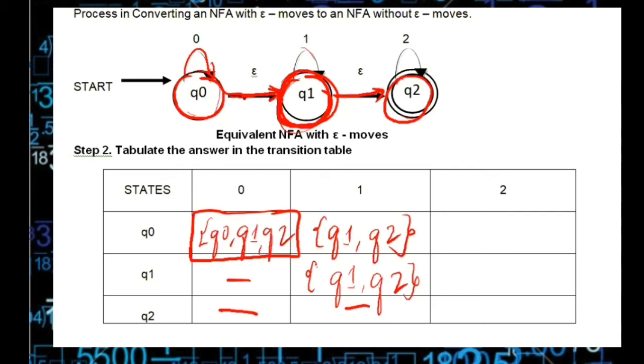Q0, input ng 2. Ayun, mag-jump siya sa Q2. Then, Q1, mag-input ka ng 2. Ayan, so it will just jump in Q2. And then, Q2, mag-input ka ng 2. So, ito mismo, kitang-kita. So, Q2 pa rin. That's our transition table from our NFA with E-moves.